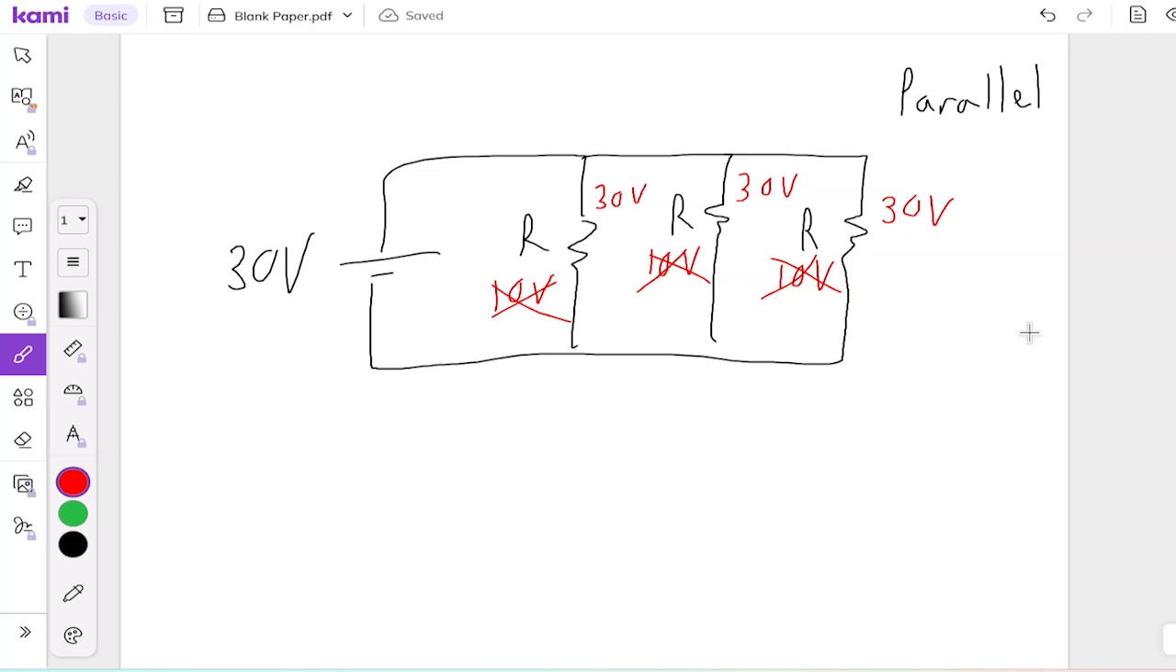Not always. For instance, if I have a resistor here, and this guy's in series with the rest of the circuit, and let's say this guy's eating up 5 volts, the electric potential on him is 5 volts, that means, okay, 25 volts, 25 volts, 25 volts.